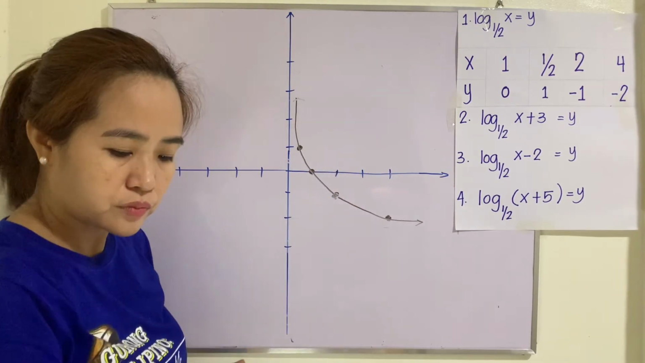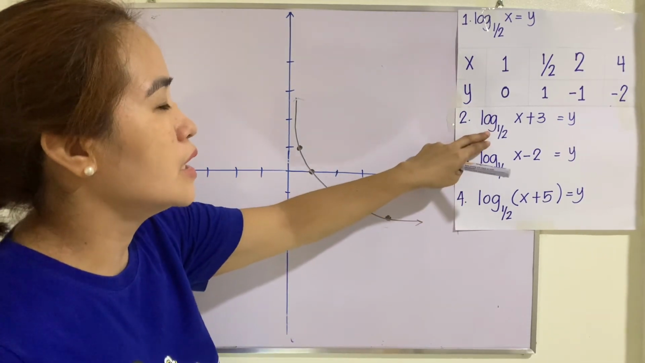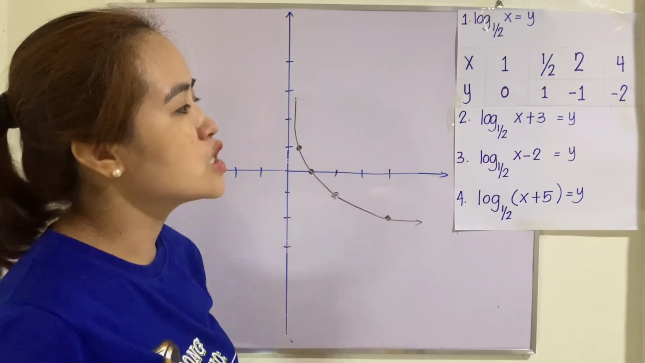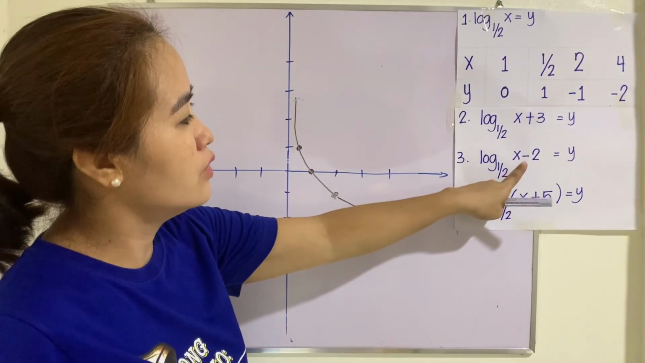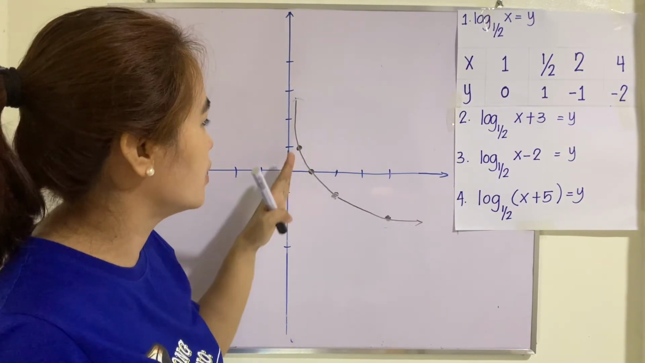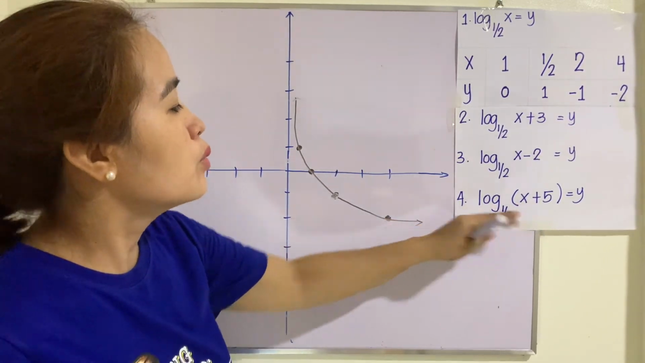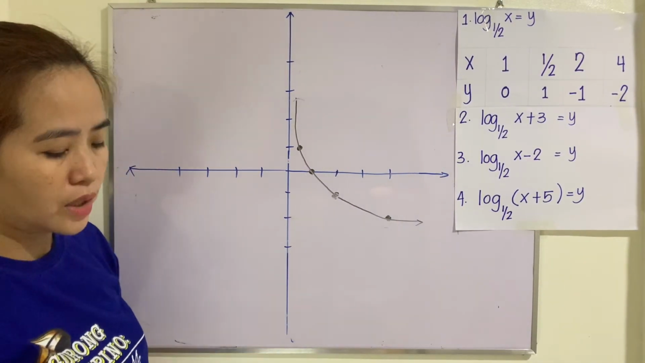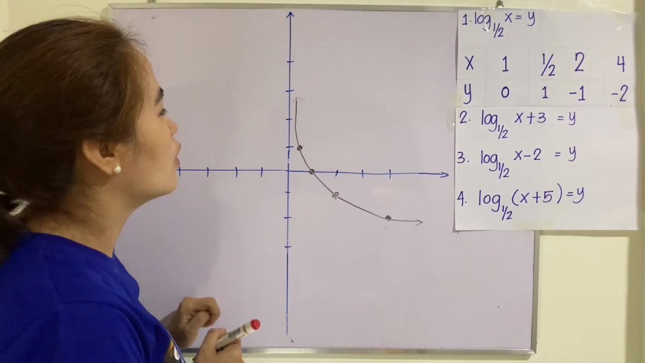Okay. Now, I will not be making a table anymore for this, but I know that if it is plus 3, I will just move all the points up 3 units. And if it is minus 2, I will just move all the points from here 2 units down. If this one is plus 5, we'll just move 5 units to the left. Okay, let's do it. So for number 1, we have to move all units up.